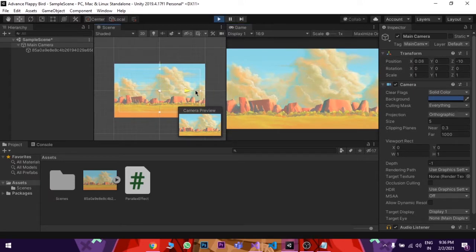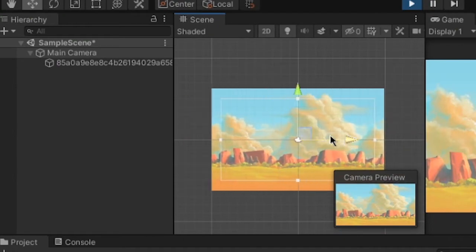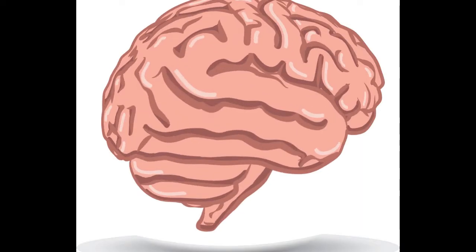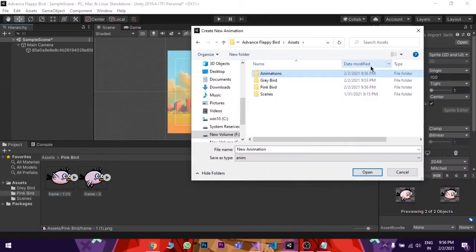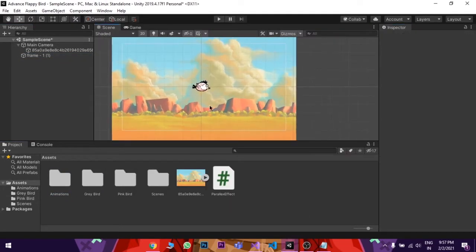Remember when we talked about the second way of creating it as the child? Yeah, I did the same. Yes, I am big brain. And after which I added the bird and the animation for the bird, which took me pretty much some time, and I added a script.